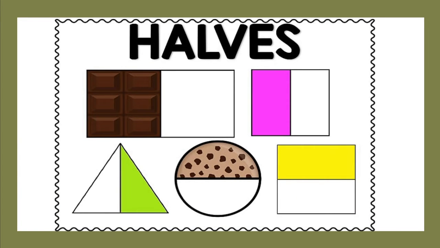Here you can see the different shapes and only half portion is shown here. See here, half of this chocolate slab. Half of this rectangle is colored in pink. Half of the triangle is colored in green, and a half of pizza is only shown. This half your brother ate, correct? And here also we can see only half portion is colored with yellow.